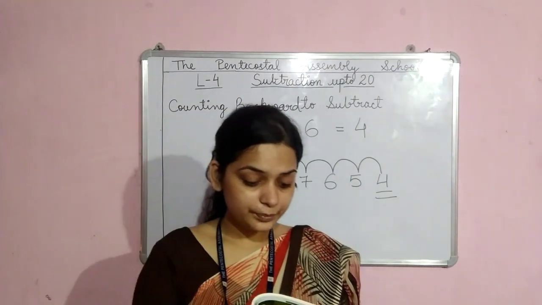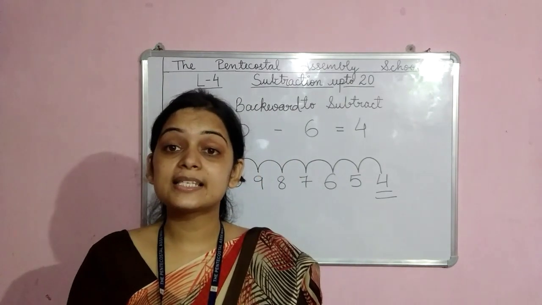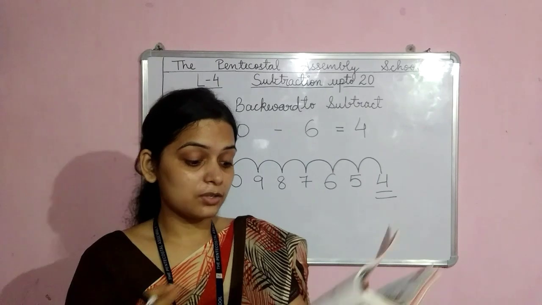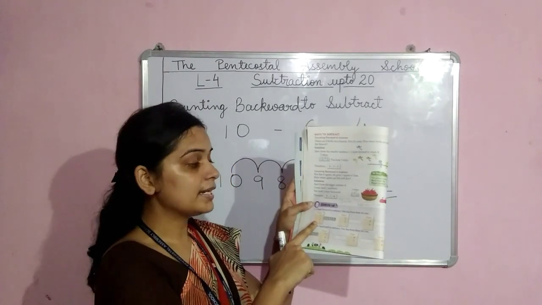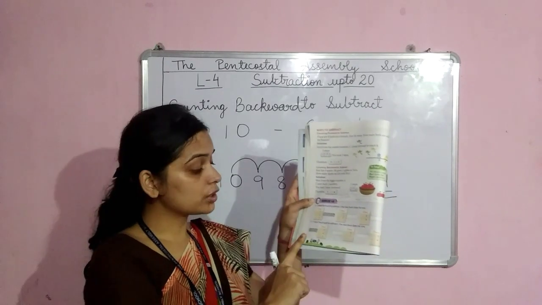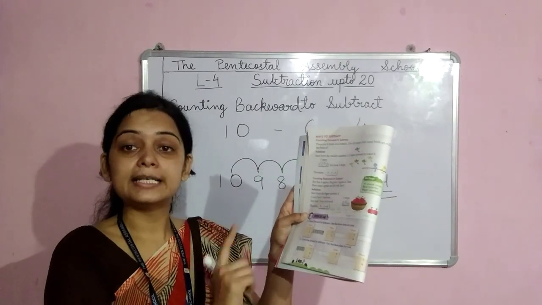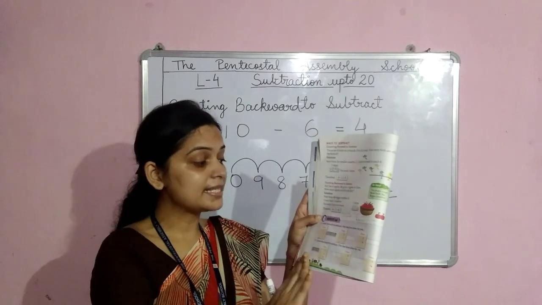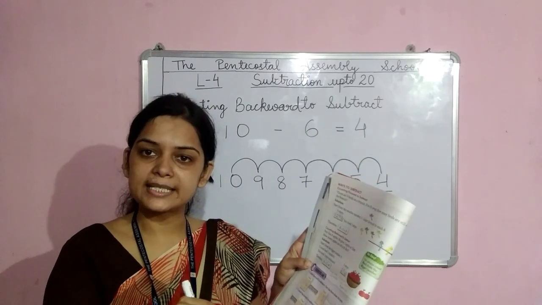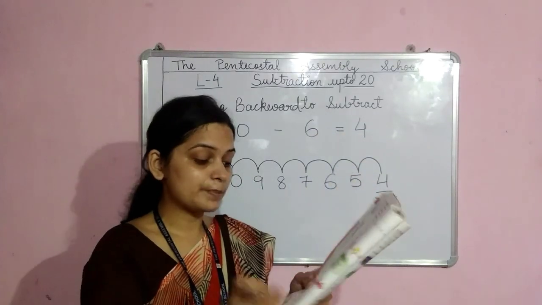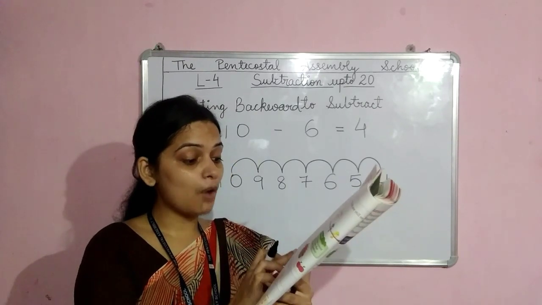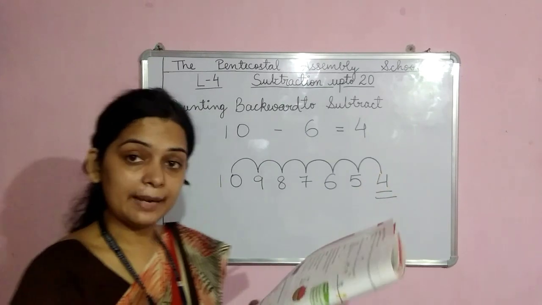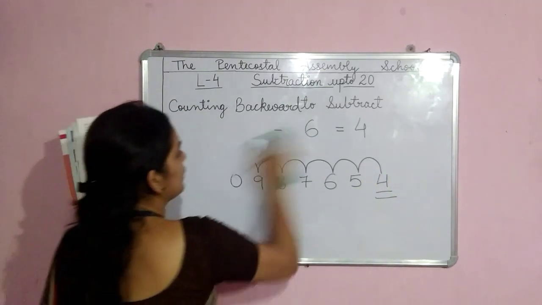Okay children. Now we'll do exercise 4B. Question number 1 is already done for you, and in question number 2 also 1 is already done for you. You have to do this exercise 4B in the book itself. I have explained how to do it. In question number 1, count forward to subtract. I will explain here how to do it.